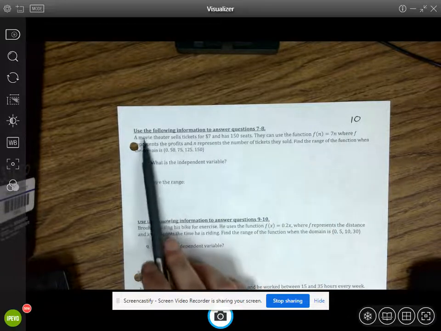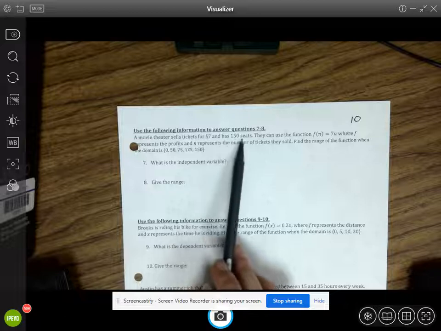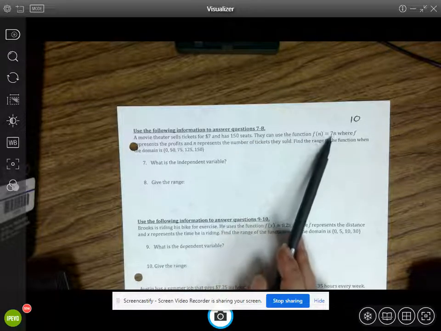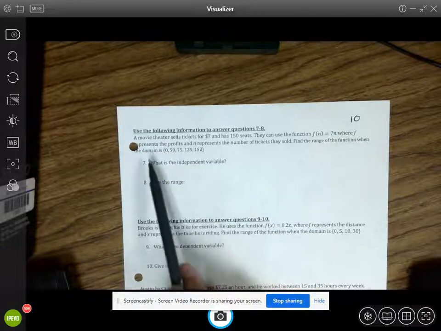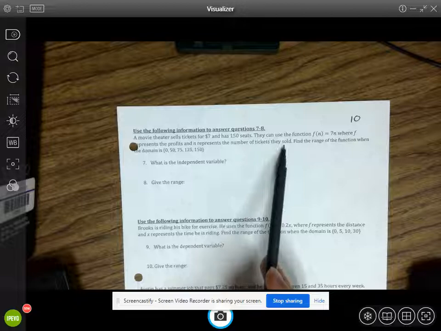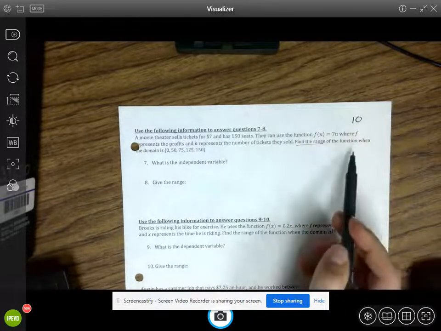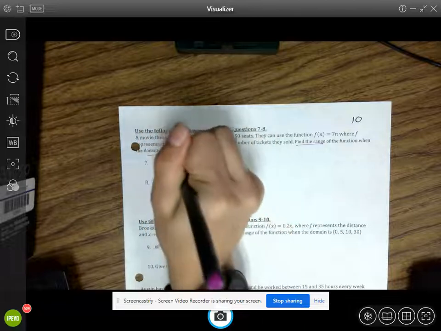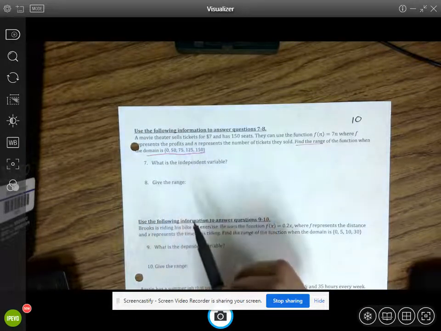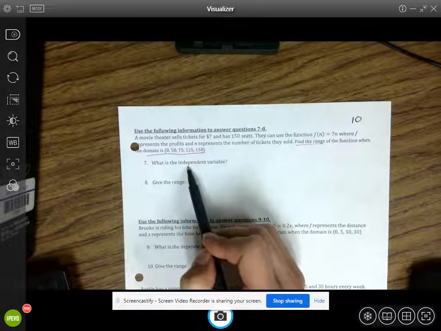So in this one, we've got that a movie theater sells tickets for $7 and has 150 seats. They can use the function f of n equals 7n, where f represents the profits and n represents the number of tickets they sold. We're going to find the range of the function when the domain is 0, 50, 75, 125, and 150. So the first question asks us, what's the independent variable?